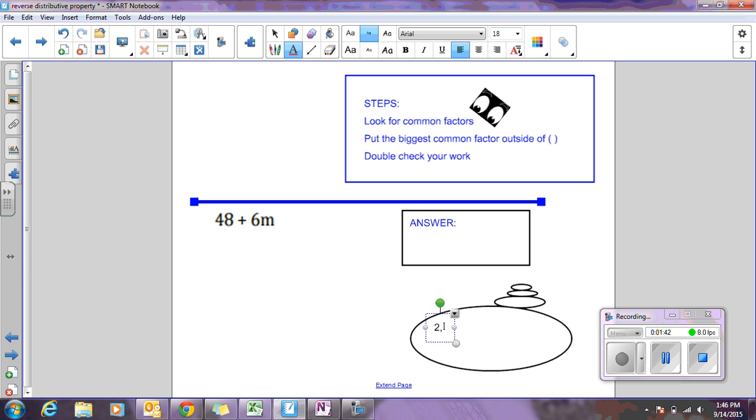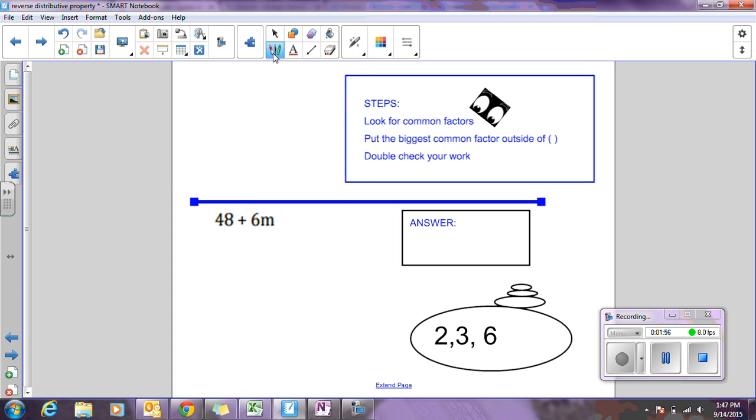Do they both have 4? No. Do they both have 5? No. Do they both have 6? Yes. And that's pretty much all that we can use for both numbers. So the biggest one that we have would be the 6. So we're going to use this number, the 6.